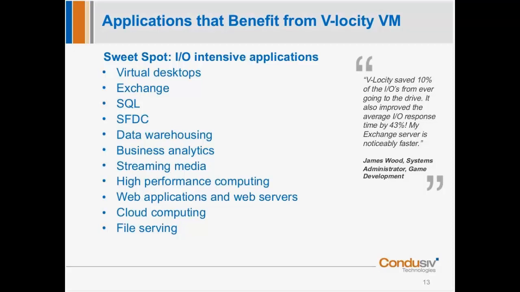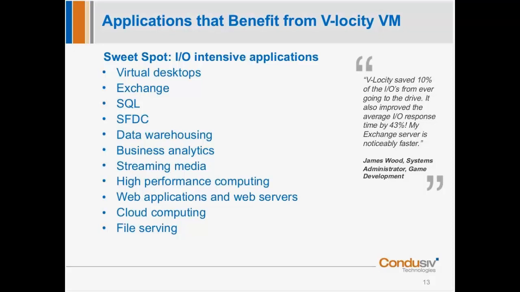Now, with that being said, we had a third-party organization called OpenBench Labs do some testing on our product along with some applications. So they did a SQL query test and found that reading and writing 4K, 16K, and 32K packets, they're able to demonstrate an average performance gain of 129%.